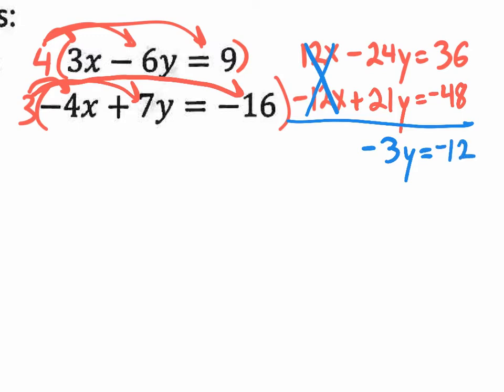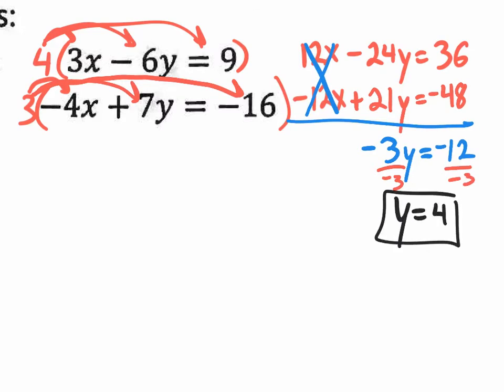So that blue equation is a simple one-step equation. Let's solve it. Let's divide by negative 3, divide by negative 3. So your answer is y equals positive 4. So we have one answer. We need the other. Let's plug it into any original equation.